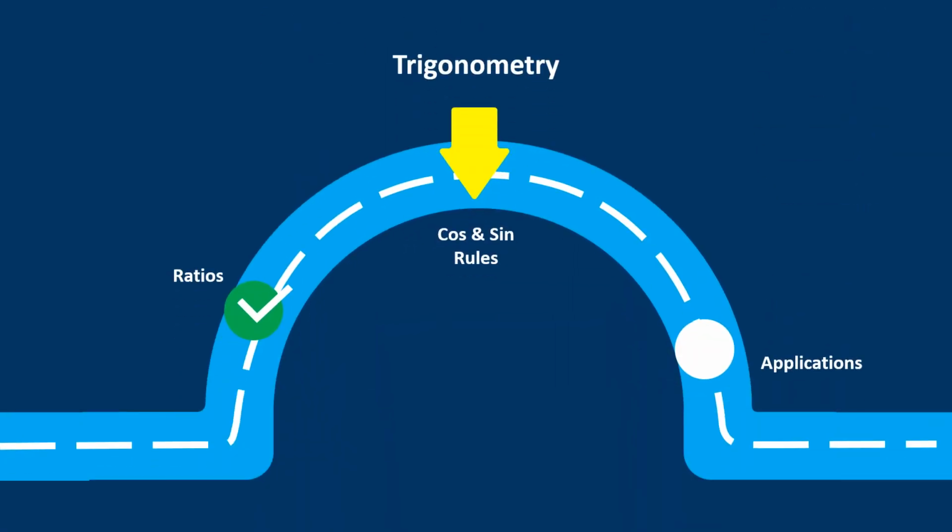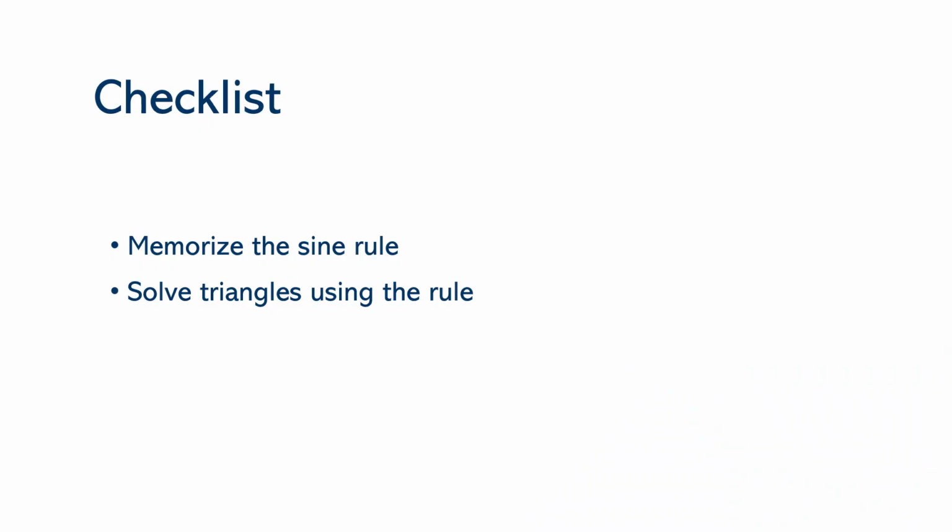We finished our discussion on ratios, and now we want to look at the cosine and sine rules. Now, these rules are specifically for solving triangles that are not right angle triangles. Here's your checklist, and that is to first memorize the sine rule, and then solve triangles using the rule. All right, let's begin the lesson.